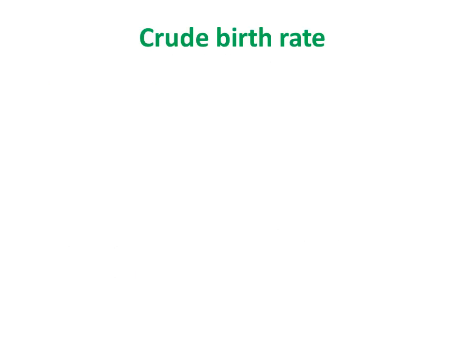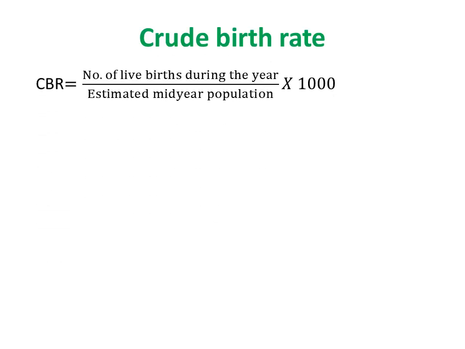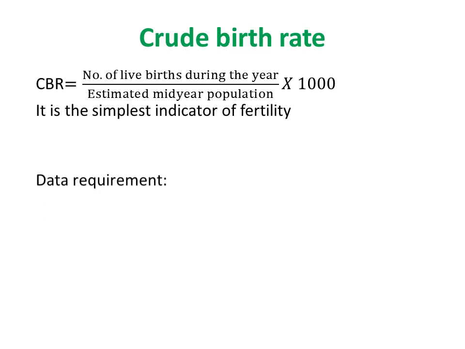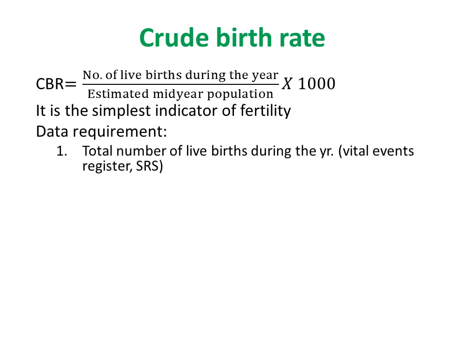Crude birth rate is calculated as the number of live births during the given year divided by the estimated mid-year population, into 1000. Crude birth rate is the simplest indicator of fertility, and the data required for calculating it is the total number of live births during the year. This can be obtained from vital event registers, and the estimated mid-year population from the census.